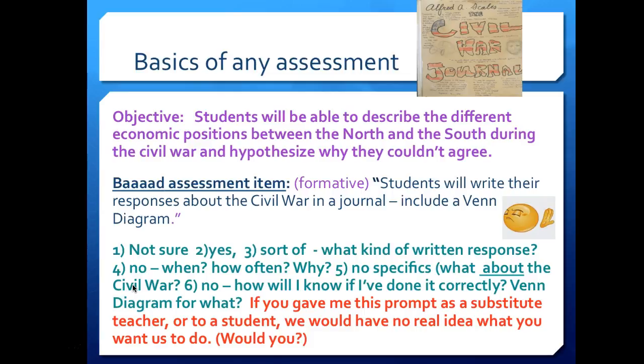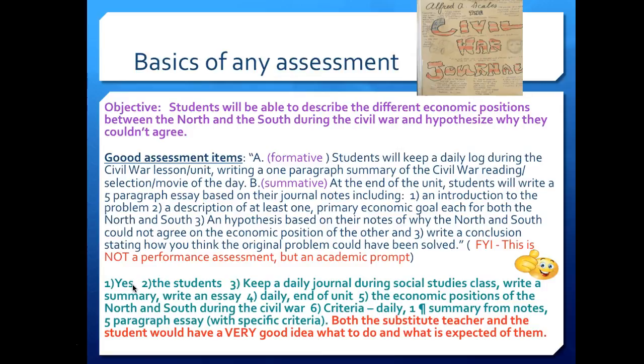So if you gave me this prompt as a substitute teacher, or if you gave it to a student, we would have no idea what you wanted us to do. Would you know what you had to do there to show success on this objective? And I'm thinking the answer is no. So same objective, same bad punctuation or grammar, missing my caps.